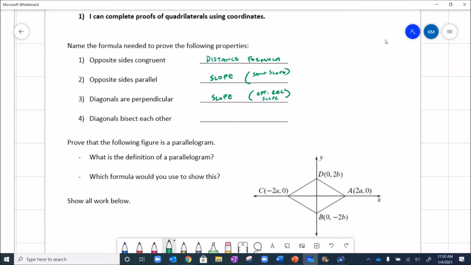And if you were asked to show that the diagonals bisect each other, one way you could do it is the distance formula, but you'd have to do that 4 times. Otherwise, you could use midpoint and show that these two segments have the same midpoint. That must mean that they bisect each other.